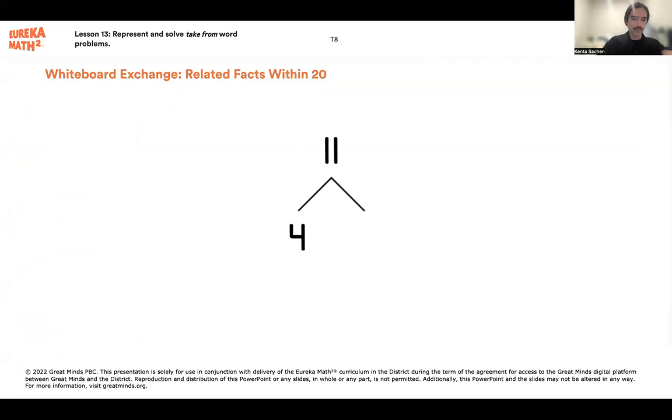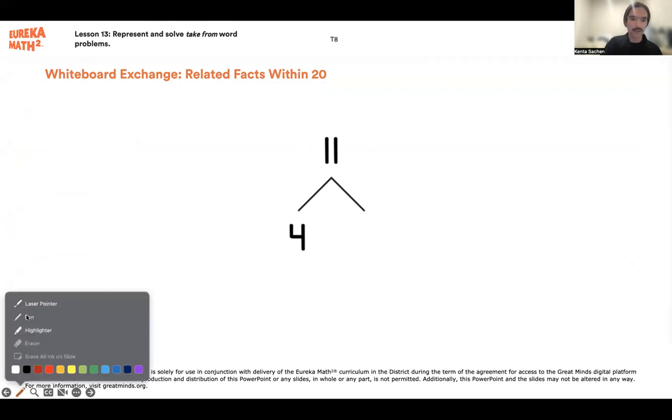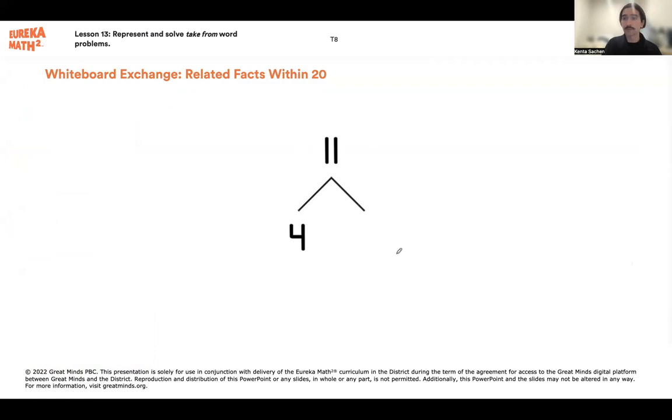Okay, so here we have 11, and we're breaking that down into 4 and another number. So think for a moment. What number plus 4 is equal to 11? Or what is 11 minus 4 equal to? I'm going to give you 10 seconds to think on your own, and then we'll think about this together. If you have an answer, you can give me a thumbs up. Don't say it out loud.